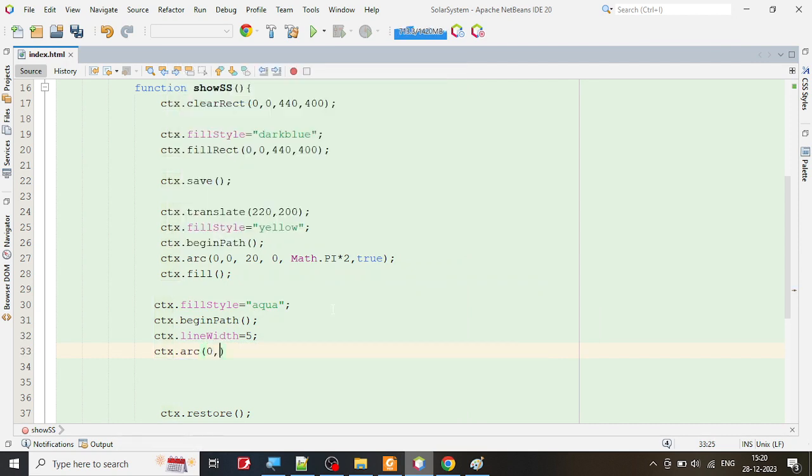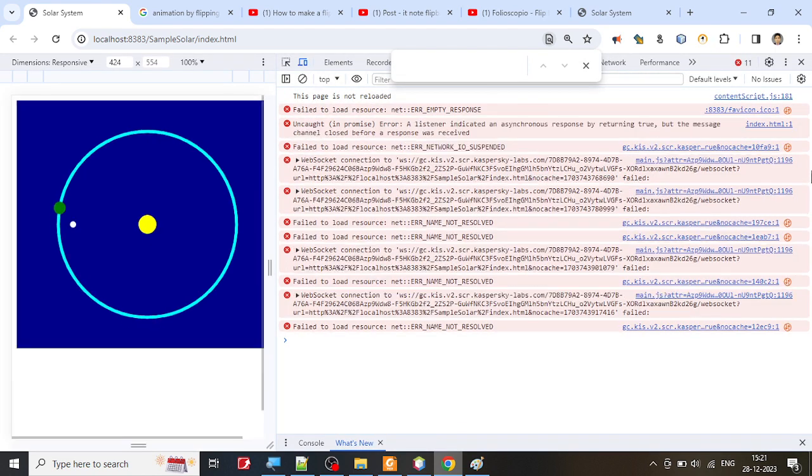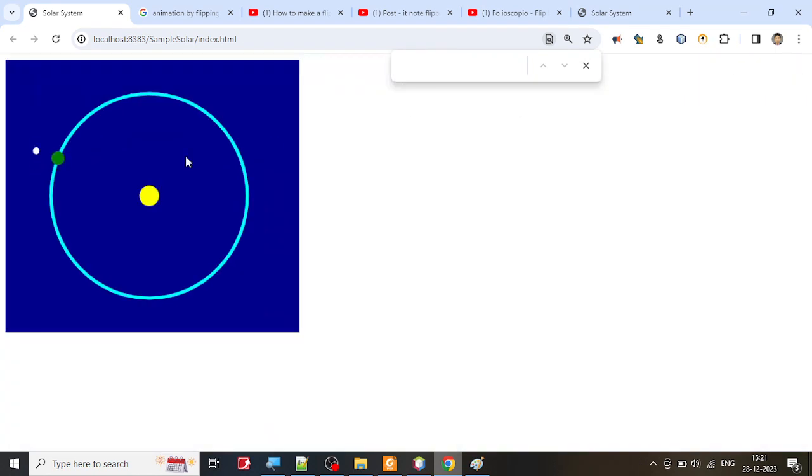Starting location 0 comma 0. Okay, that is it. Now if you look at this particular thing, let me show this. If you just look at this, the sun is there, its width was 20 pixel, and this orbit is slightly larger, so you can take any value.